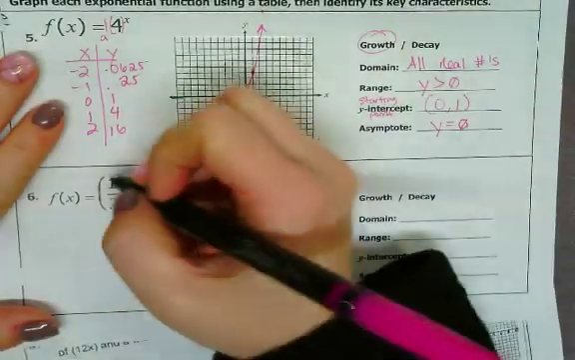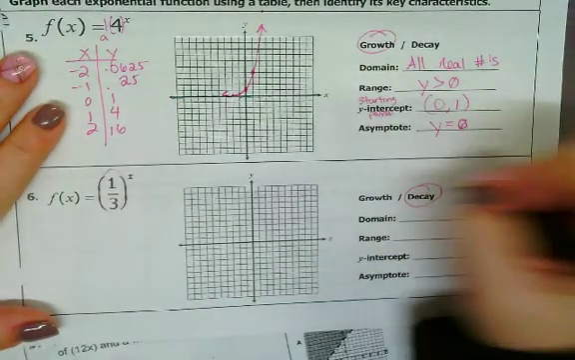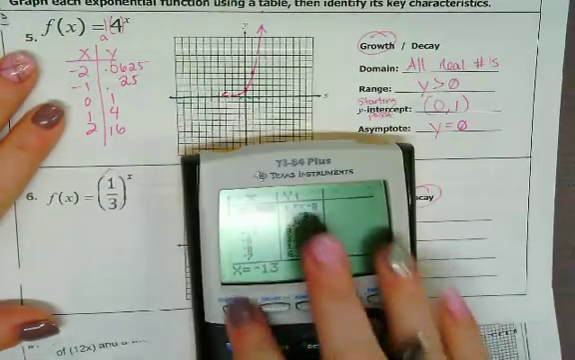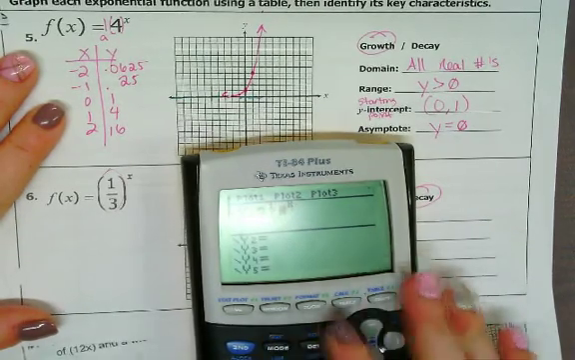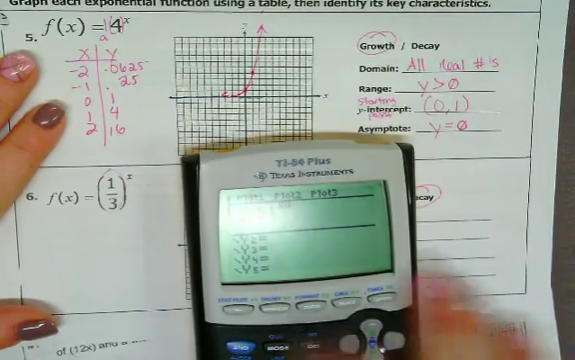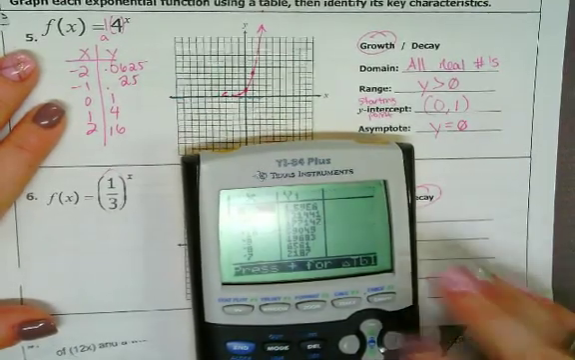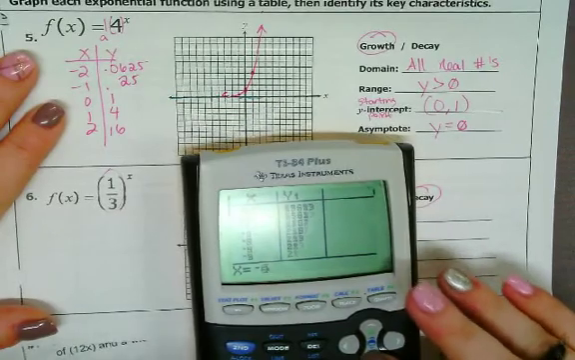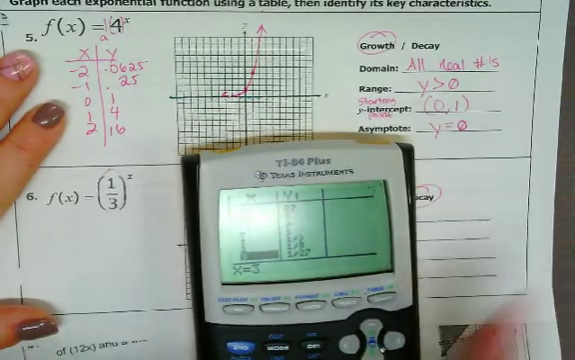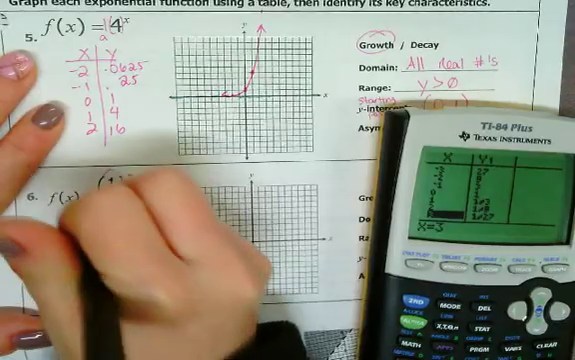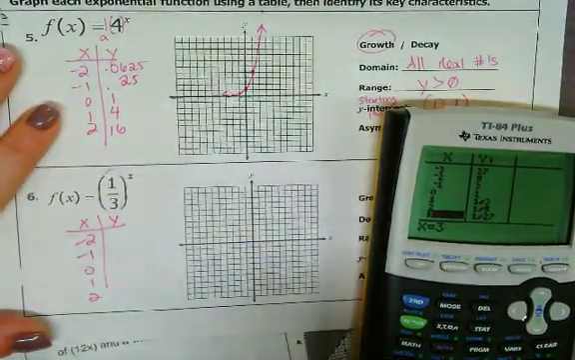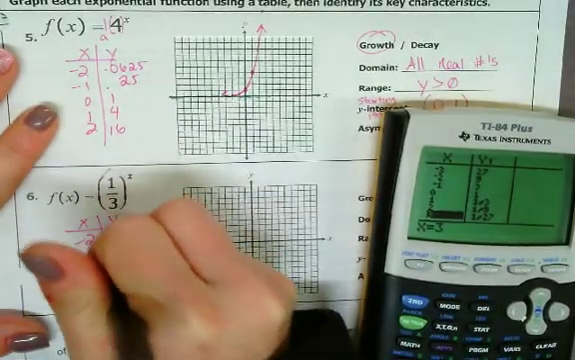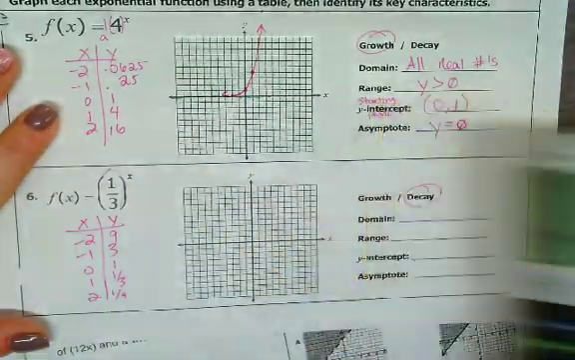Number 6, I can already tell this is decay because it's less than 1. Let's get a table out of this. So you can change this to 1/3, get rid of my 4. And now let's look at that table. So you've got, I'm going to do negative 2, negative 1, 0, 1, and 2 again. 9, 3, 1, 1/3, and 1/9.